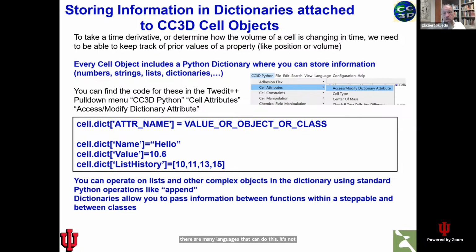But there are a lot of languages that don't. And so people who haven't done a lot of programming and object-oriented programming may not have run into the dictionary concept before. And so remember, every cell has a built-in dictionary, and that's where you're going to store information about cells when you're building programs. Key thing about cell dictionaries is that if you have multiple steppables, the dictionary information for a cell is available everywhere.